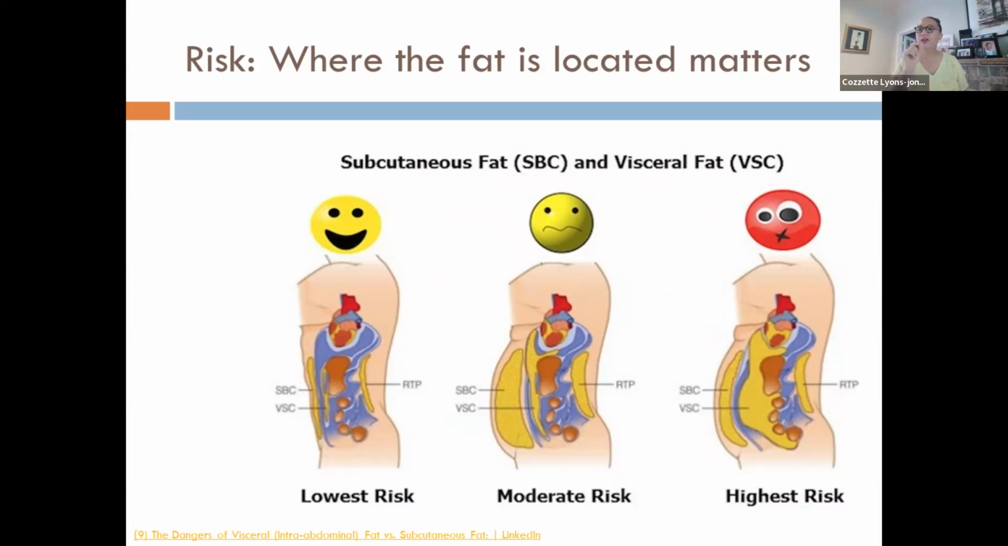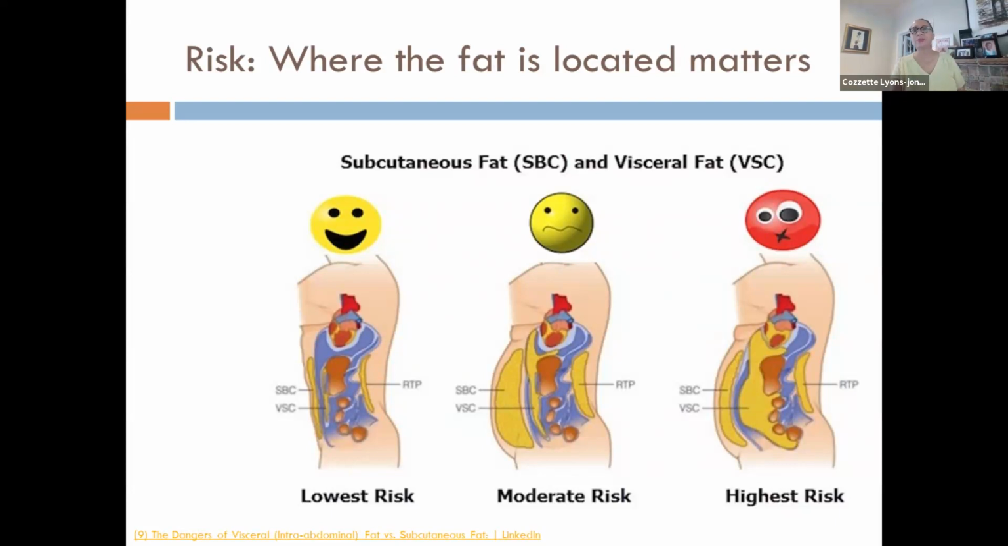It actually has a higher risk associated with it health-wise, because if you look at this third, red emoji, he doesn't look too happy, right? He's like, something's wrong. What's wrong is that you have a large amount of visceral fat, and it's overlying the organs. You can see that it's overlying the liver and the kidney and pancreas, all these organs, and that's not a good thing. Visceral fat causes inflammation. Inflammation is bad. We're going to talk about that in a later slide.